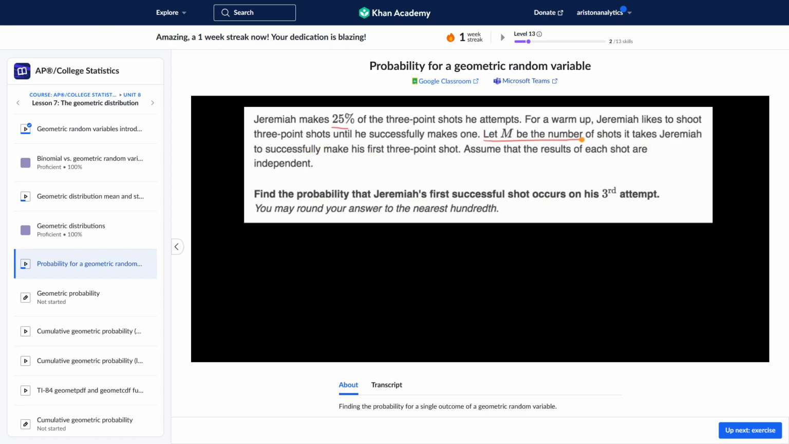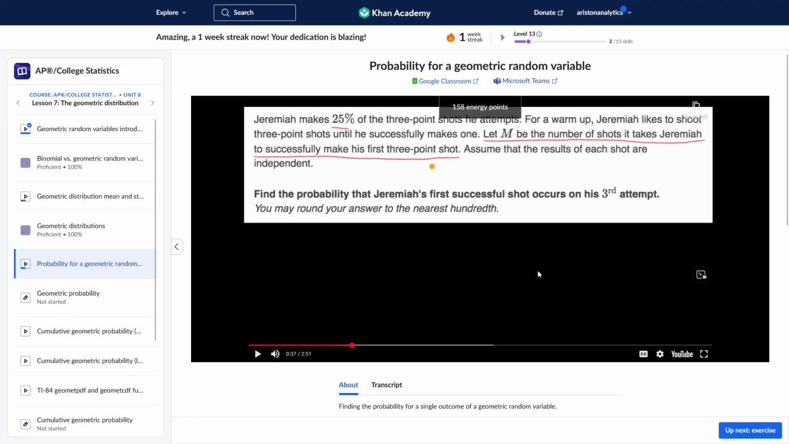Okay, so they're defining the random variable here, the number of shots, the number of trials it takes until we get a successful 3-point shot. Find the probability that Jeremiah's first successful shot occurs on his third attempt. That would just mean that you fail, fail, and then you succeed, right?